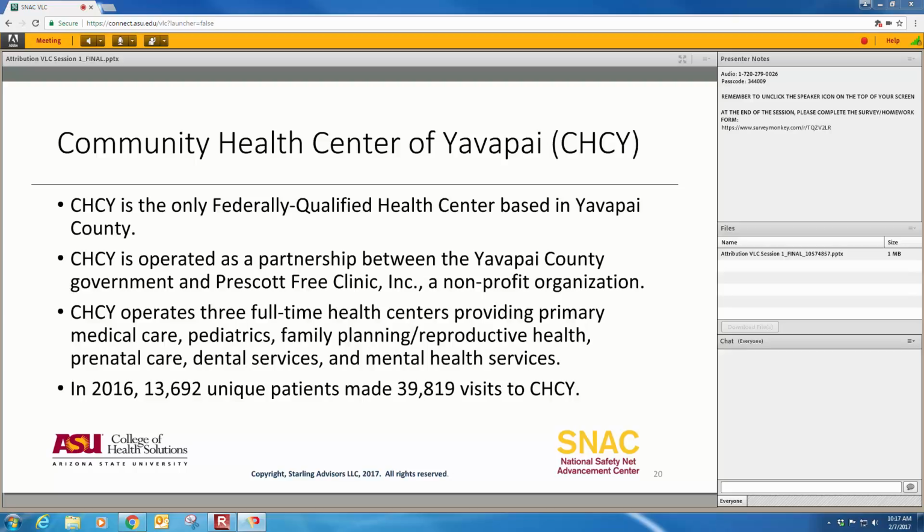All right. So it sounds like we're one of the smaller organizations based on what the previous folks have said. We are, as you can see in the slide, an FQHC, Yavapai County, Arizona. We've been around for about 16 years as a partnership between the county government and Prescott Free Clinic, which is a nonprofit organization that was originally operating a free clinic separate from the county, but then joined with the county about 16 years ago.